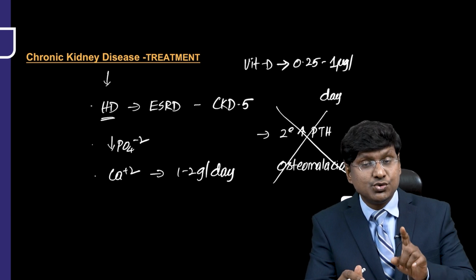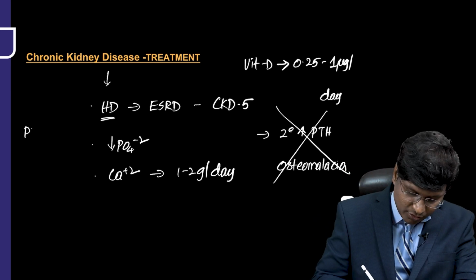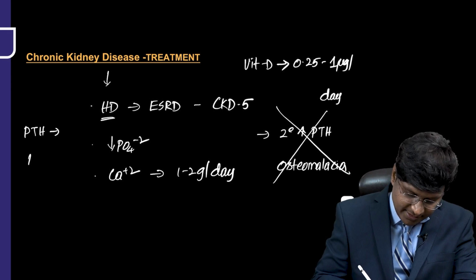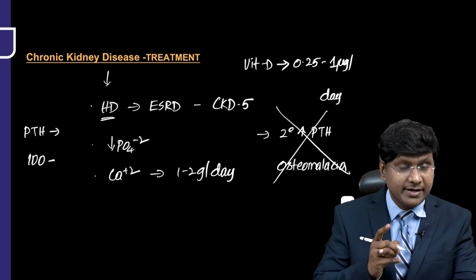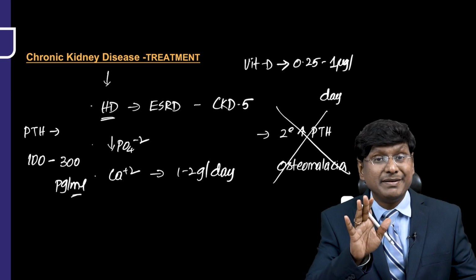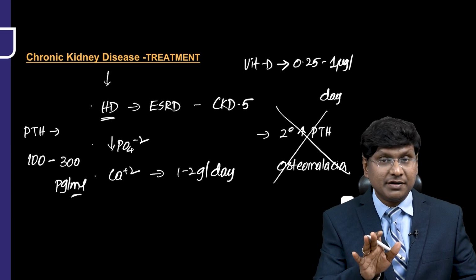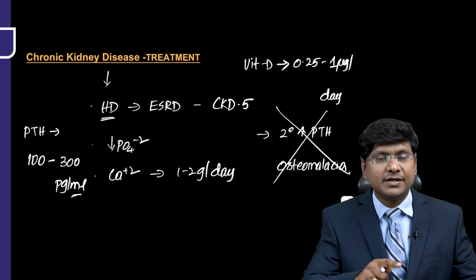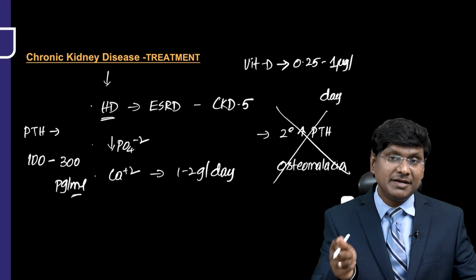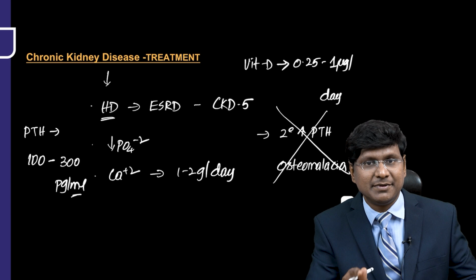Okay. And it is usually recommended to maintain parathormone levels. So how much should the parathormone levels be? That should be in between 100 to 300 picograms per ml. That is what the parathormone levels should be maintained at. Okay, so your calcium balance, whatever you are giving, that should prevent your secondary hyperparathyroidism and maintain the parathormone levels between 100 and 300 picograms per ml.